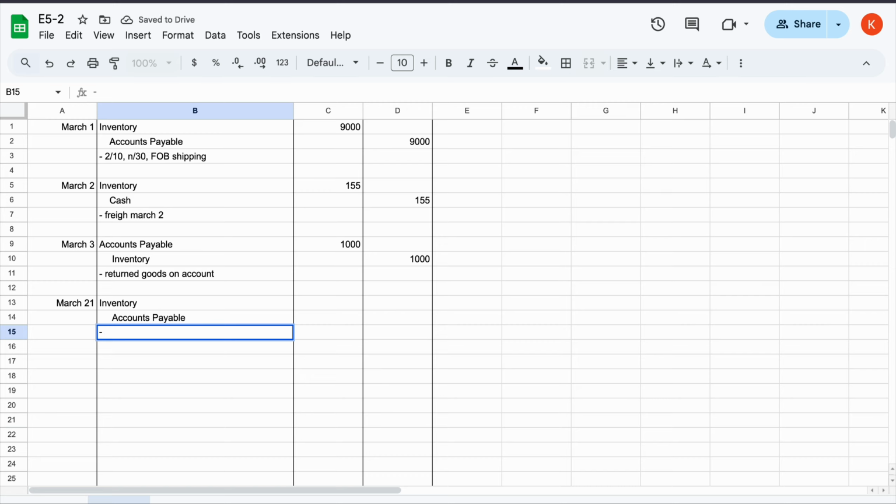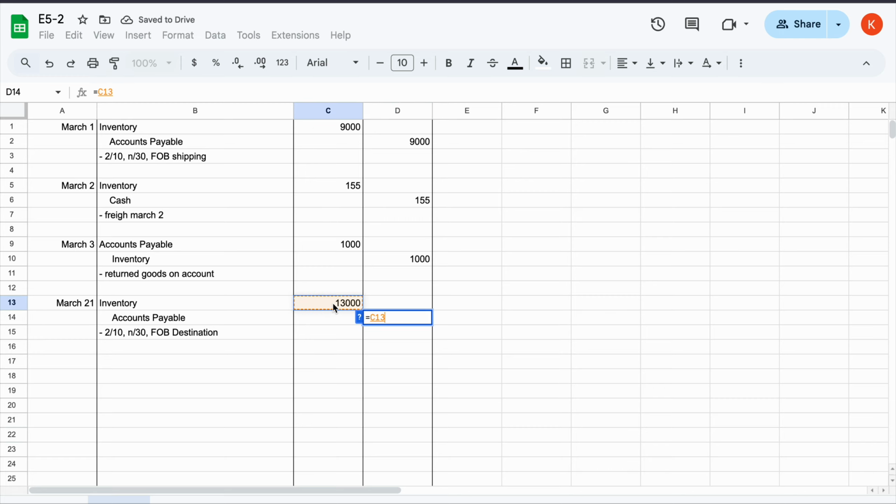Our description on this will just be the terms of the transaction, 2/10, n/30, and then FOB destination. Just a little review: FOB destination means we're not responsible for it since we are the destination. So Octagon will be paying the entire fee of them shipping it to us. And how much money was it? 13,000. Set that equal.